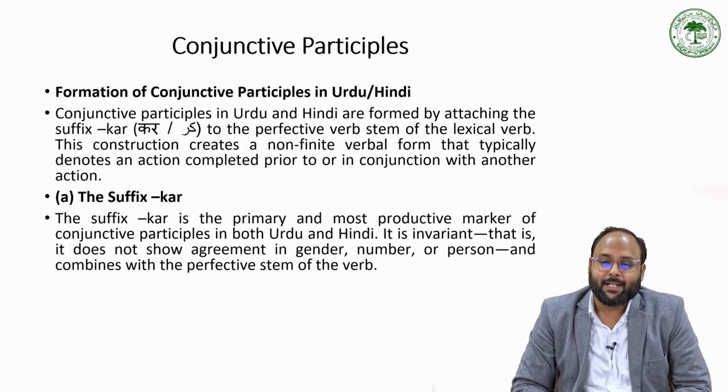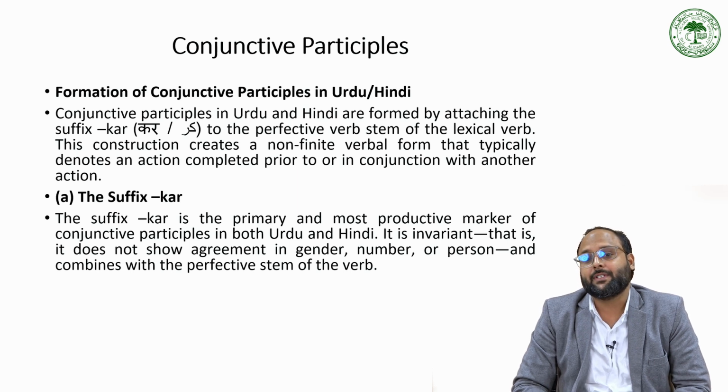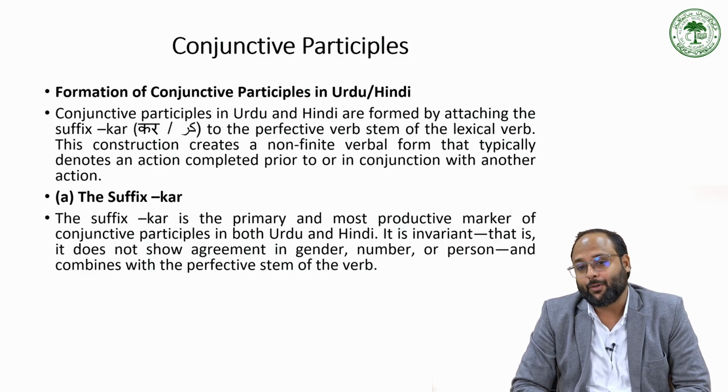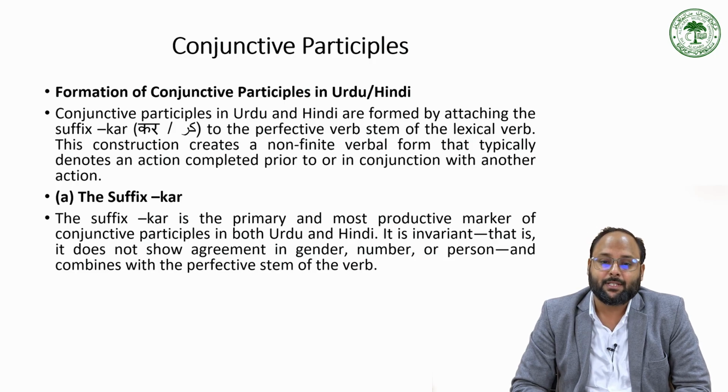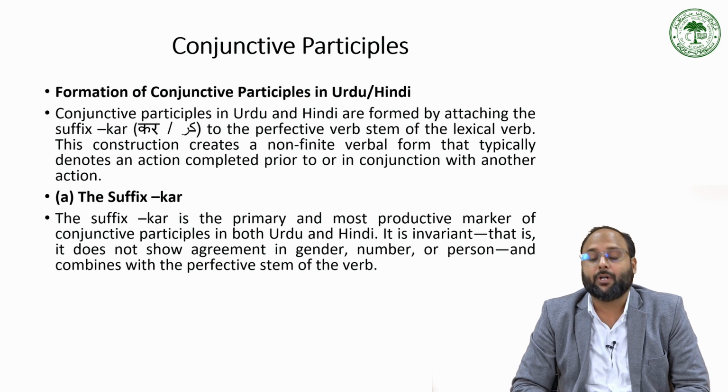So that is the formation of the conjunctive participle. In Urdu Hindi it is formed by adding the suffix kar to the perfective verb stem of the lexical form. This construction creates a non-finite verbal form that typically denotes an action completed prior to or in conjunction with another action. The suffix kar is the primary and most productive marker of the conjunctive participle. Sometimes we also use ke in some colloquial varieties of Urdu Hindi, like वो खाना खा के स्कूल जाएगा instead of वो खाना खाकर स्कूल जाएगा.